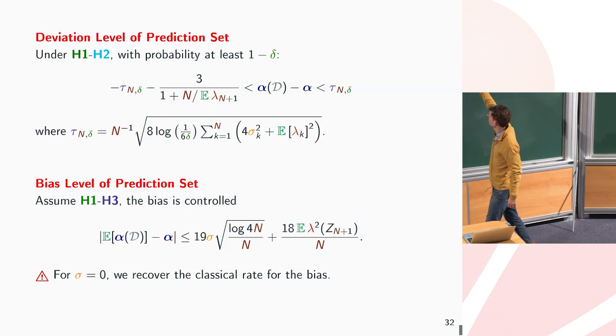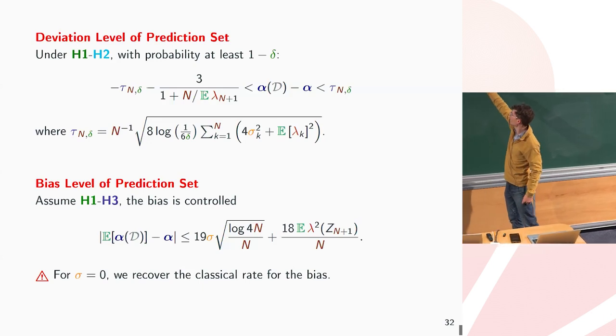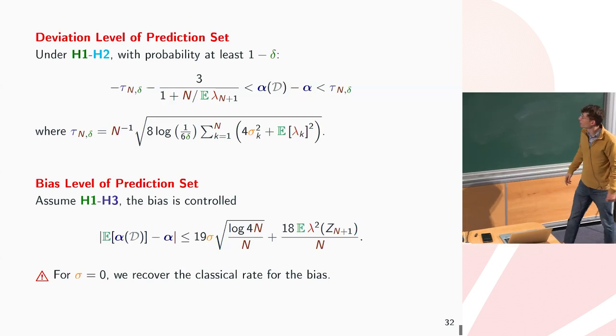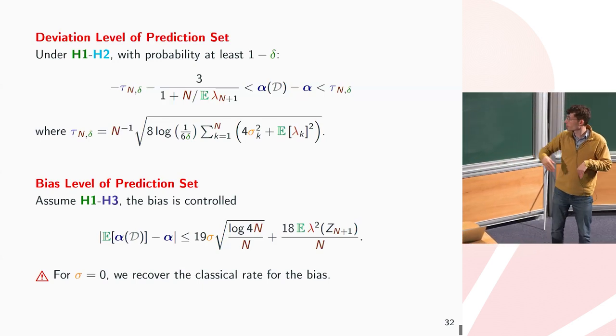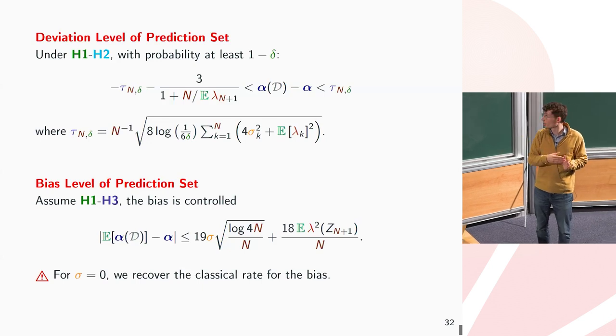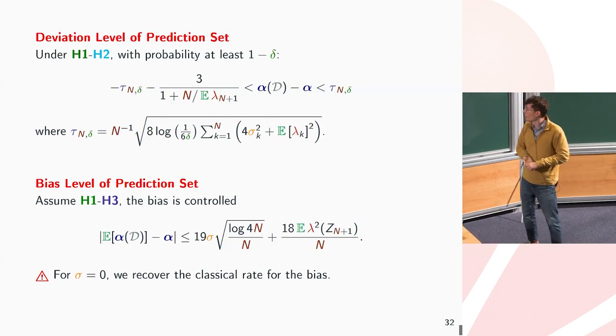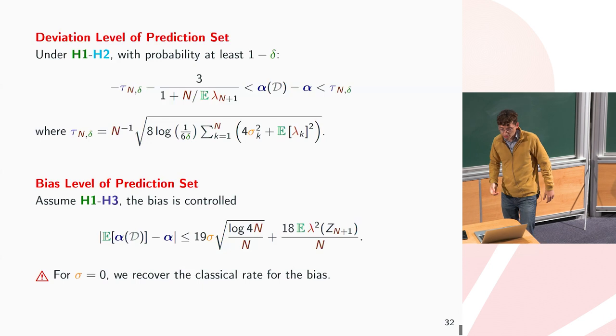And what is nice with this bound is that in some specific cases, we recover the classical result. For example, if CMI goes to 0, it means that you have no data shift, you don't have any heterogeneity. Then in fact, you recover the classical results.